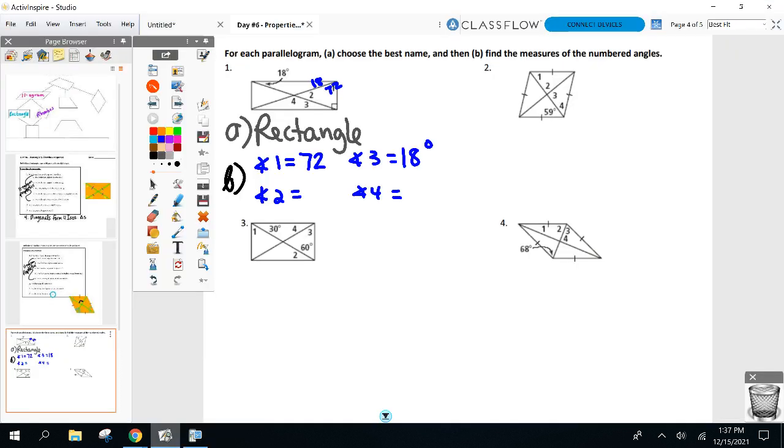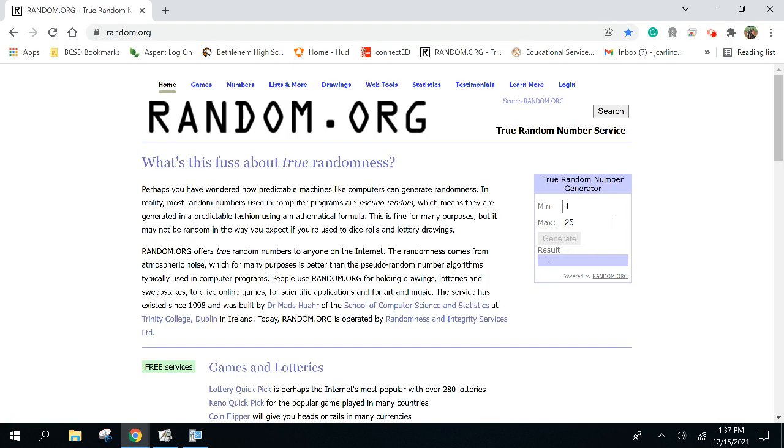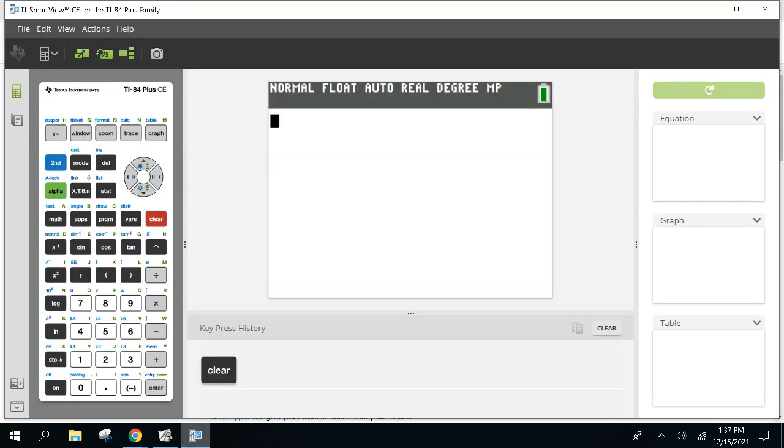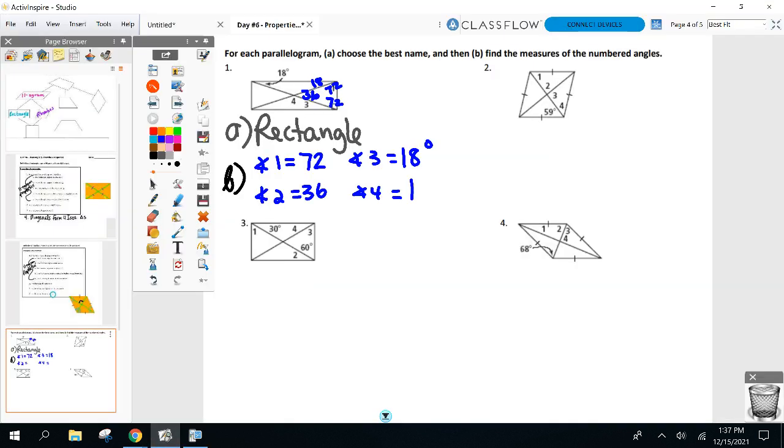Angle 2 is 36. Angle 2, 36. Based on what we have right here, this triangle's isosceles, 72, 72. 180 degrees I need, so 36 is my remaining angle. Good. And then angle 4. Yep, easily with what we have already, it's supplementary. It's a linear pair with 36.